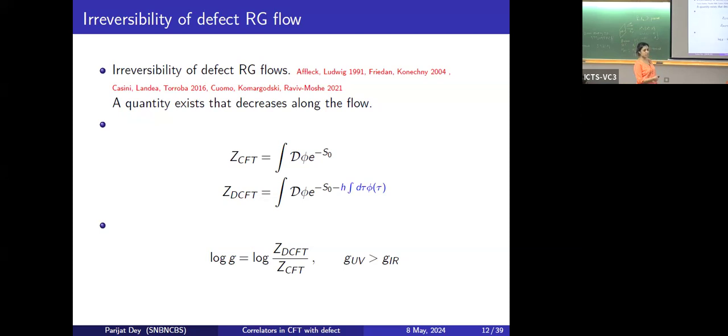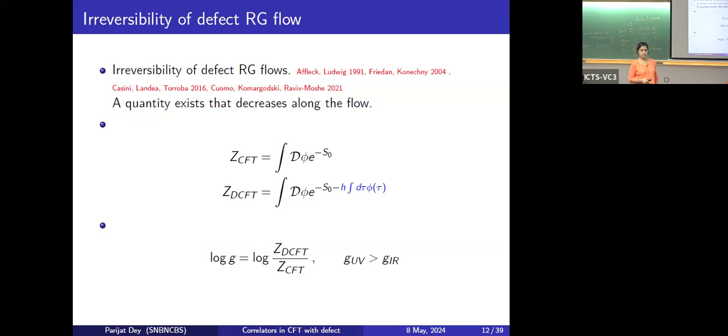Yeah, this is without the defect, there is no defect. And here we have deformed the theory by this relevant perturbation. But this relevant perturbation exists only on the defect. Yes, it's along the defect. So without the defect, this is just a pure conformal field theory with the conformal symmetry.